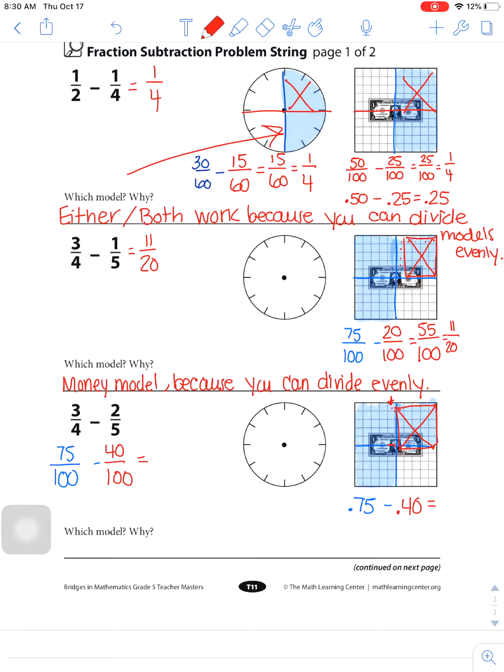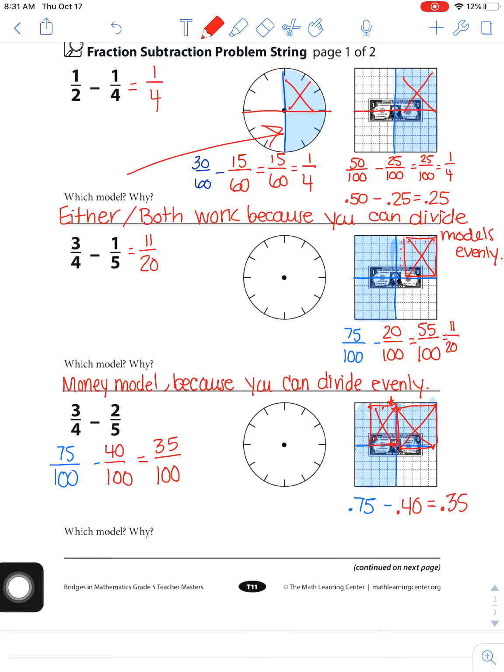So I know that if I did this whole entire section, it would be another 25, which would get me 25 and 25 is 50. So I'm not going to do that either. I'm just going to count by 5. So I have 30, 35, 40. Okay, so I cross these two off. And what I have left is going to be the 25 cents here and then another 10 cents, which would be 35 cents or 35/100ths, okay?